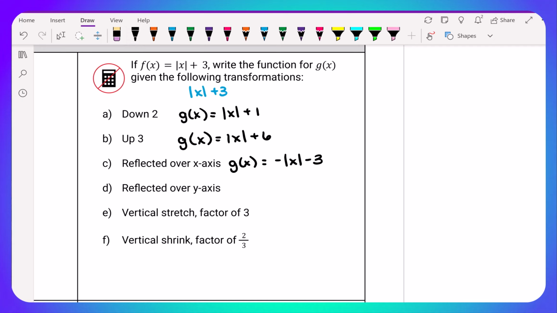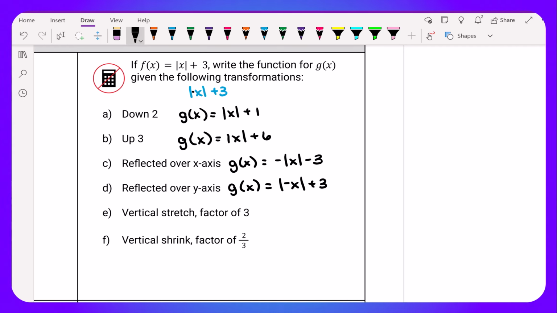If I want to reflect over the y-axis, I only multiply the x times -1. So I'm going to put a little negative right there in front. So that's going to be absolute value of -x plus 3. And I want to tell you right now, if you do that, that absolute value is going to cancel out that negative anyway. So you're not going to even see any changes at all. So it's going to look like this, final answer. Let me rewrite this.